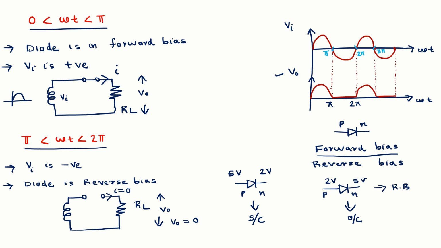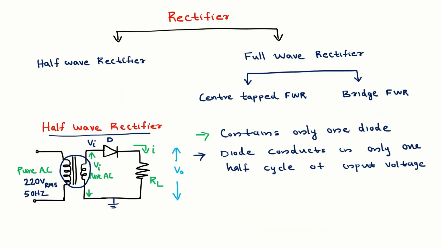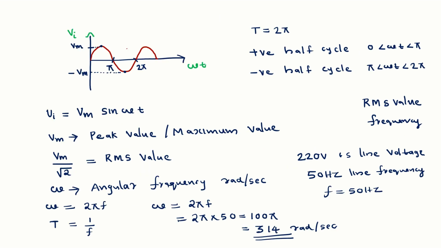So this is the working of the half wave rectifier. I am summarizing the working of the half wave rectifier. The half wave rectifier contains only one diode, and this diode conducts only in one half cycle of the input voltage. In this diagram, I am showing the supply voltage. The supply voltage has two half cycles, one positive and one negative.